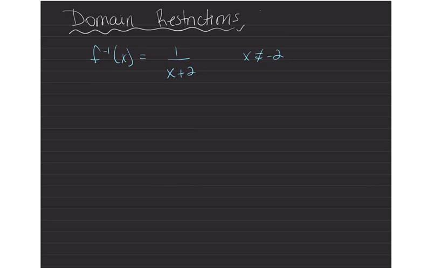Another example would be, let's say you started off with f of x equals x squared minus 1, right? So that would be y equals x squared minus 1. To find the inverse, we're going to switch those x's and y's. So x equals y squared minus 1. We've got to get y by itself, so we're going to add 1 to both sides. And then we're going to take the square root. So now we're going to have the square root of x plus 1 equals y.